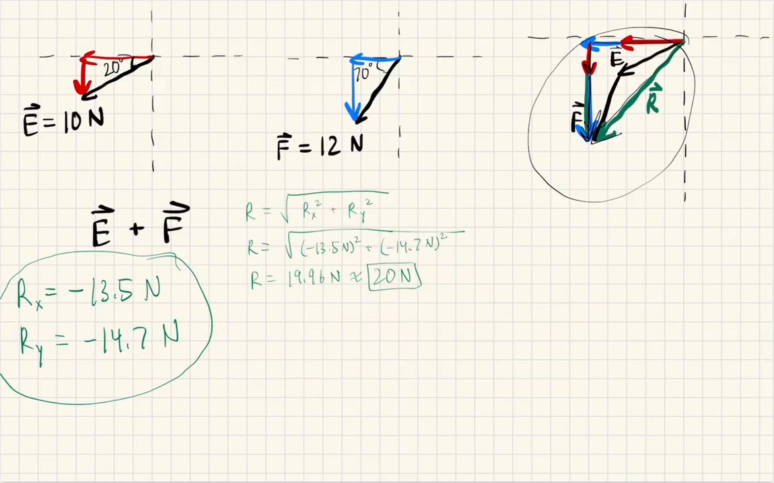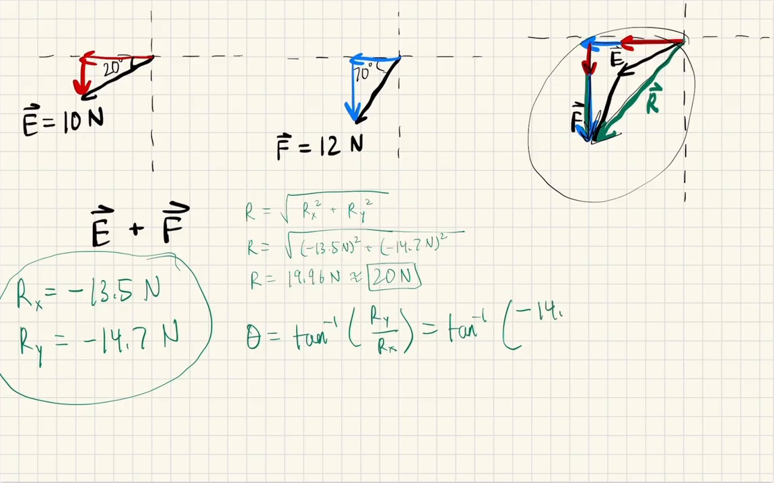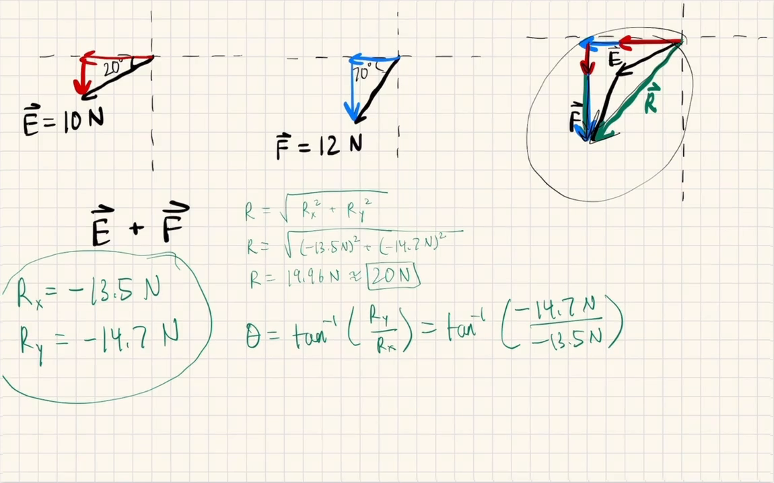And then now, we're going to find the direction of our resultant vector. To do that, we do the inverse tangent of the y component divided by the x component. And so that'll be the inverse tangent of negative 14.7 newtons over negative 13.5 newtons, and that comes out to just about 47 degrees.